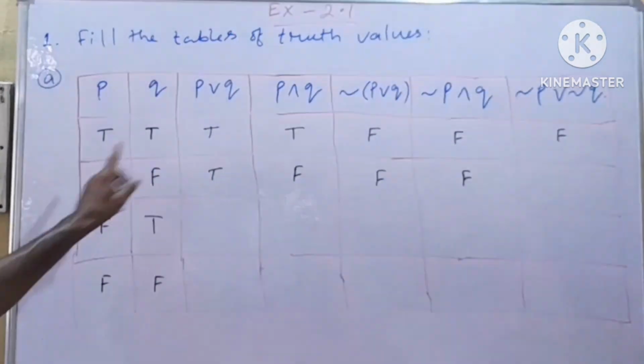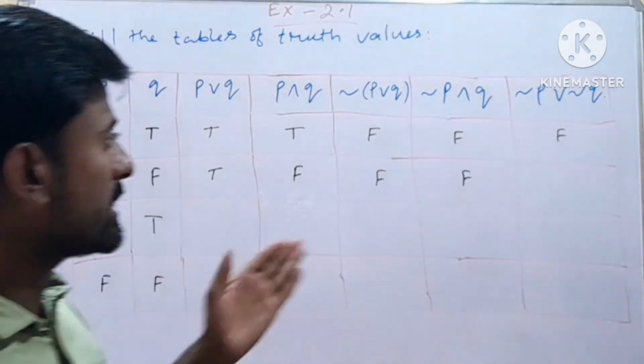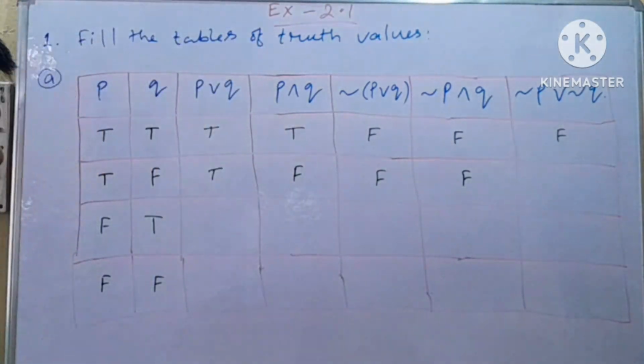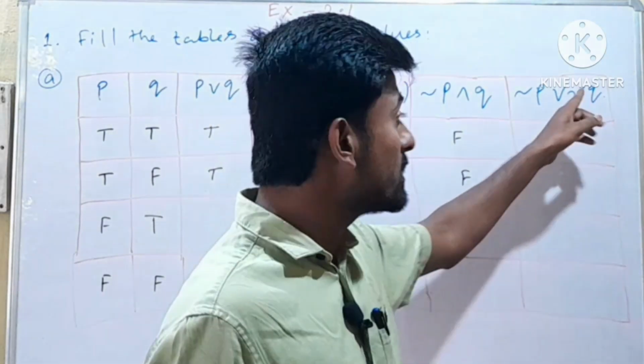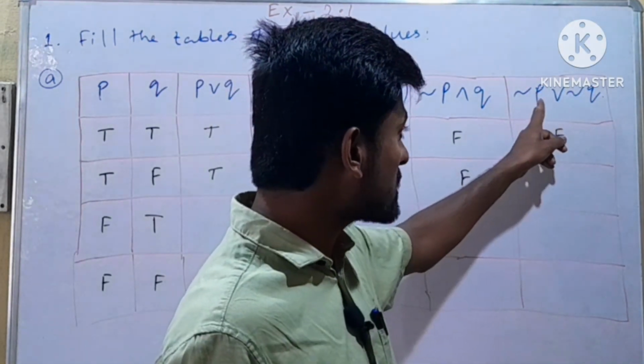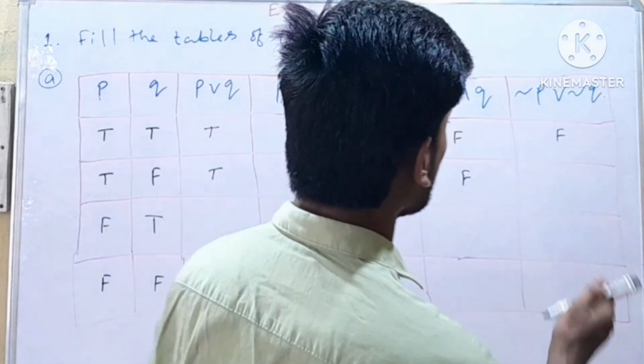Next, negation of P. Since P is true, negation of P will be false. Disjunction, negation of Q, Q is false, so negation of Q will be true. So therefore it is false disjunction true, result will be true.